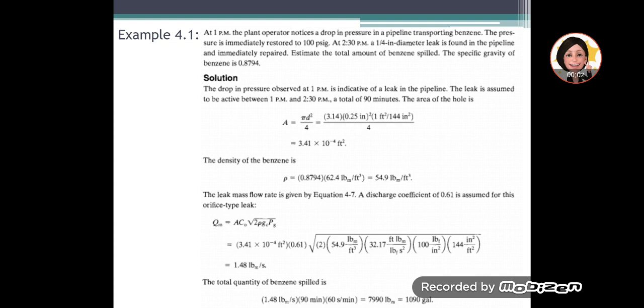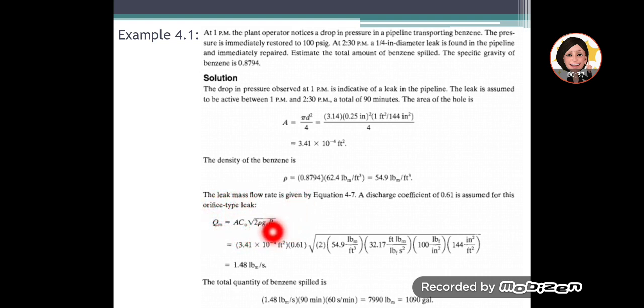With all the unknown parameters now known, we can calculate the mass flow rate. The reason we are using the mass flow rate of liquid through a hole is that there is no potential energy here. There is no height above the liquid, as the hole is along the line. That is why we are using source model 1, liquid flow through a hole, and that's why we're using this equation.